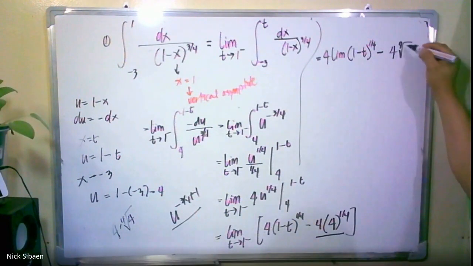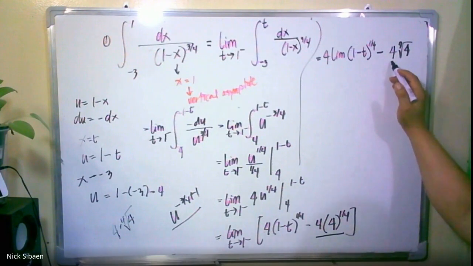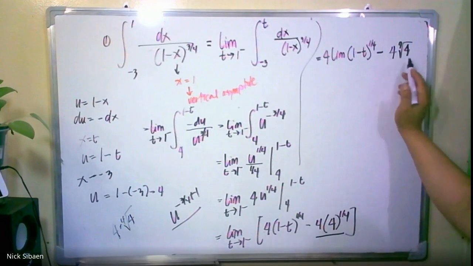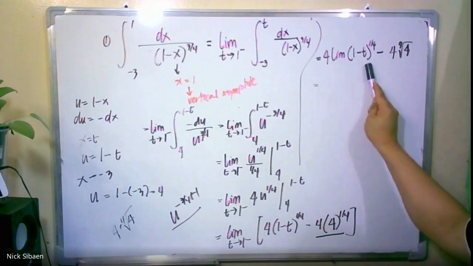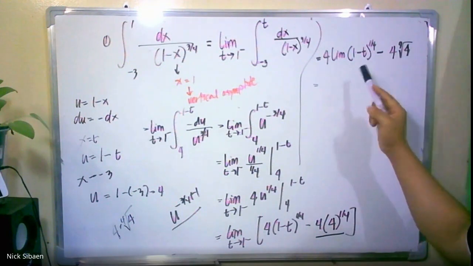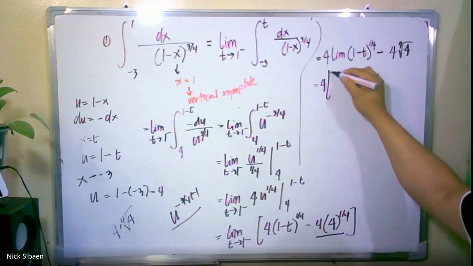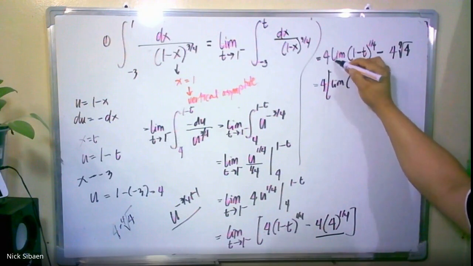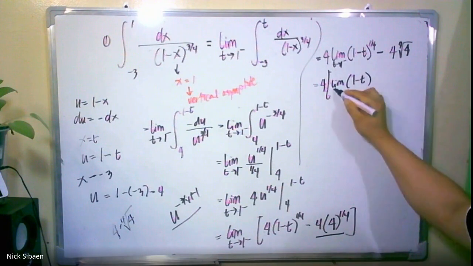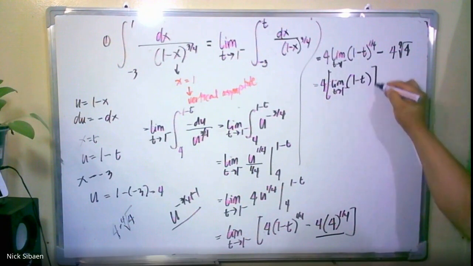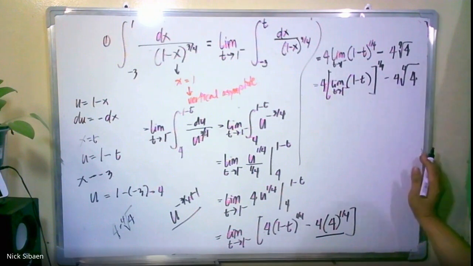The 4th root of 4. Bakit nawala yung limit? Kasi in-evaluate na natin. The limit of a constant is just the same as the constant. So now, our problem is to evaluate the first limit. This is just the same as the earlier example. This is the same as 4 times the limit as t approaches 1 from the left of (1 minus t) raised to 1/4. Ang kanyang power, lalabas. Minus 4 times the 4th root of 4.